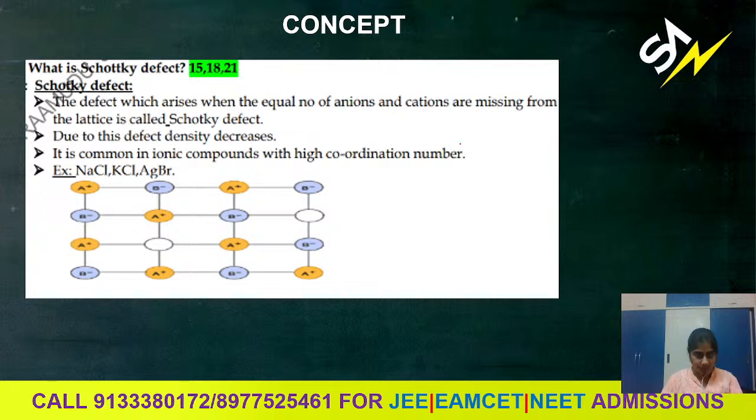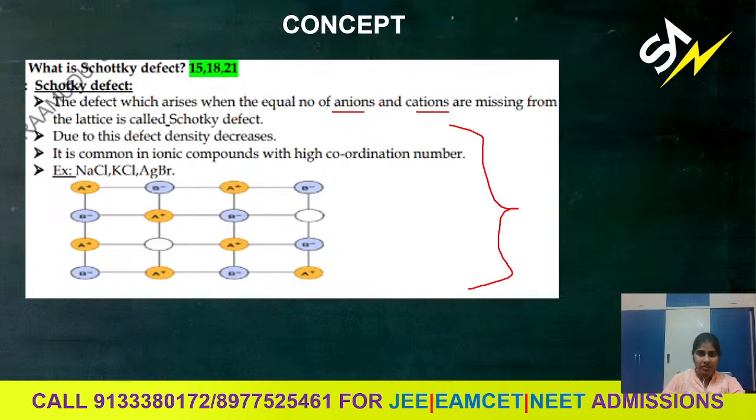And next, the most important concept of this solid state, you can guess 99% that the questions will be on defects. One of the defects is the Schottky defect. So what is Schottky defect? This is the defect which arises when an equal number of anions and cations are missing from the lattice. So remember, when an equal number of anions and cations are lost, in those types of defects we can see this Schottky defect.